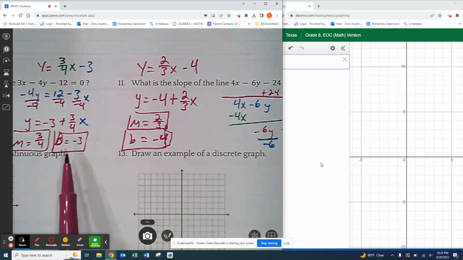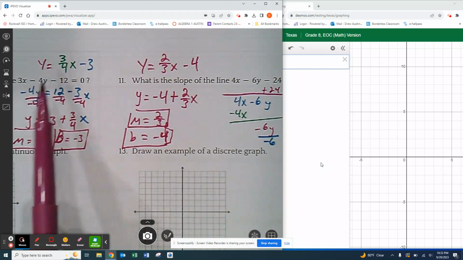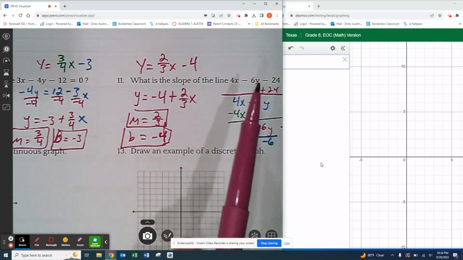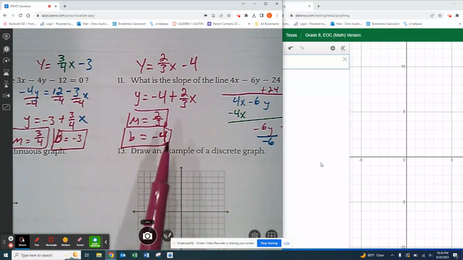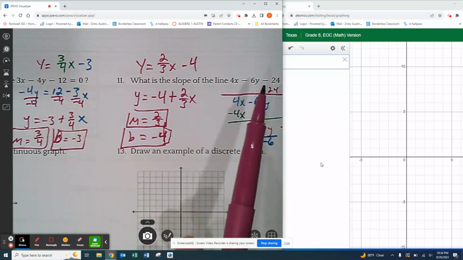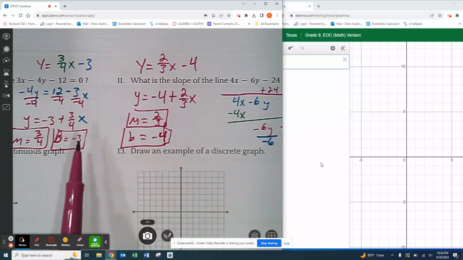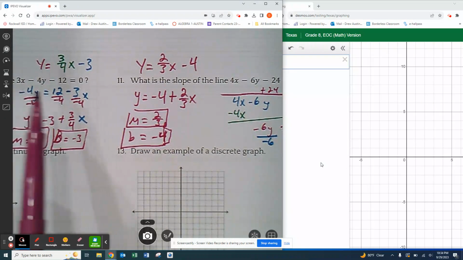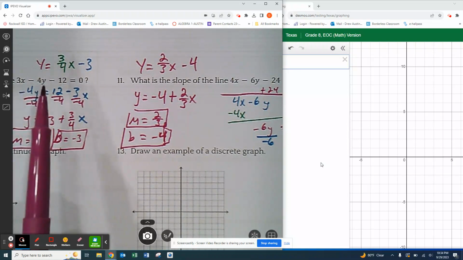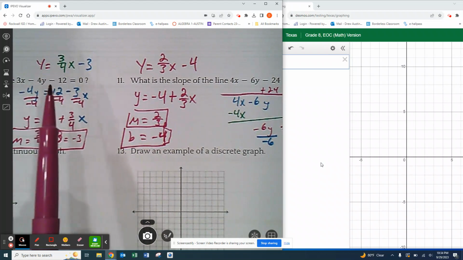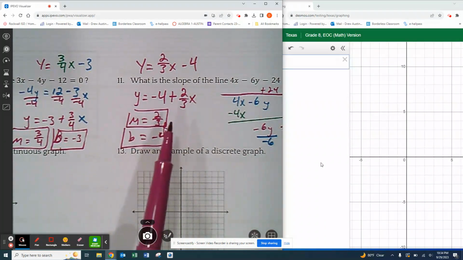Similarly with b, 12 divided by 4 is 3, and 24 divided by 6 is 4. And if you notice, both of these are negative, and this ended up negative. Both of these are negative, and this also ended up negative, so that similar rule applies. If one of them is positive, one of them is negative, the answers will be positive. If both are negative or both are positive, then your answer is going to be positive.